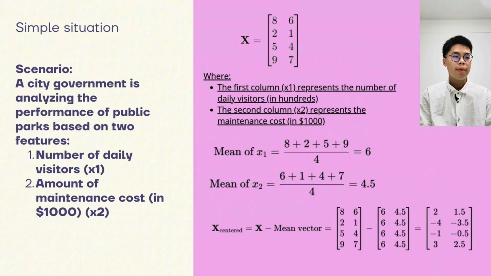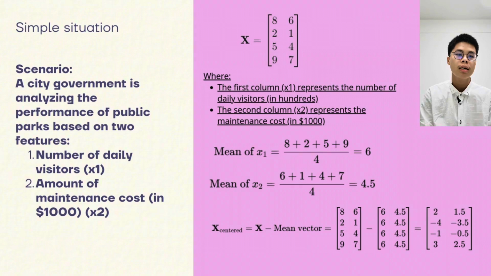To apply this PCA method, we can apply it to this given scenario. A city government is analyzing the performance of public parks based on two features. The first one is the number of daily visitors, and the second one is the amount of maintenance costs. So there is given data X, where the first column represents the number of daily visitors, and the second column represents the amount of maintenance costs in $1,000.